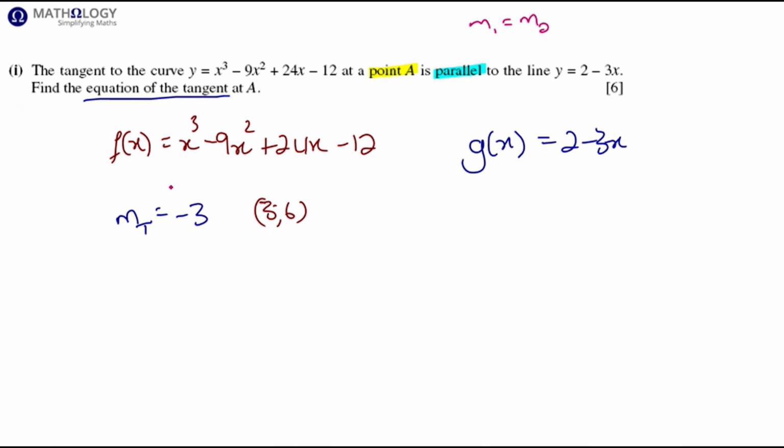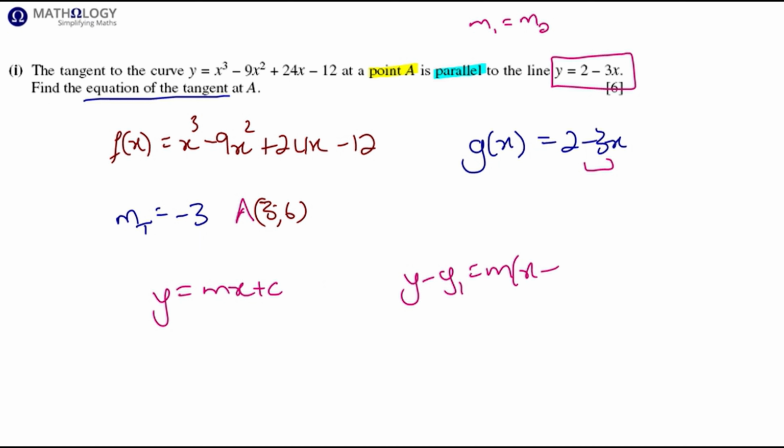We now have all the information that we need to find the equation of the tangent at A. 3, 6 is the point A, so we have the point of contact, and we've got the gradient of the tangent because we knew that the tangent is parallel to the line g of x, which has a gradient of minus 3. So we can just sub this into y equals mx plus c. You can use the equation y minus y1 equals m times x minus x1. It's far quicker to use this because we substitute the point 3, 6 and the gradient at once into this equation, and it'll give us the equation of the tangent.